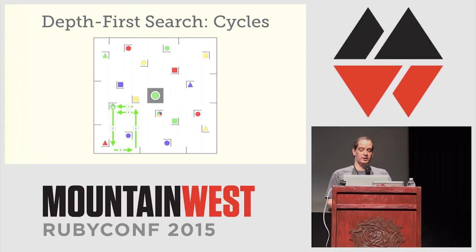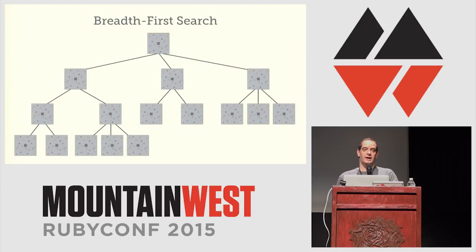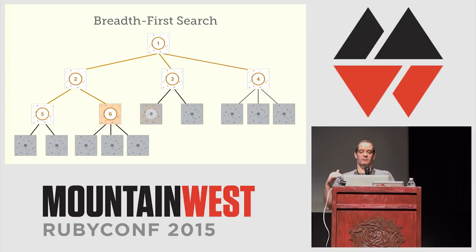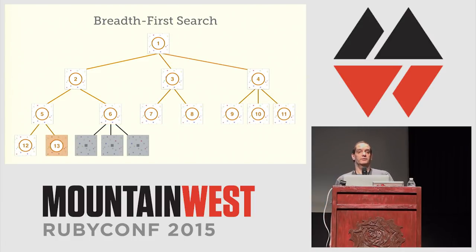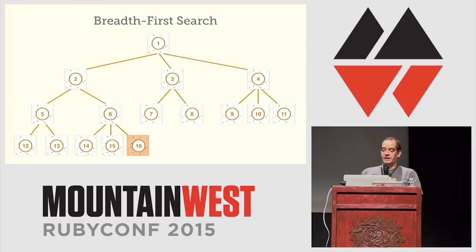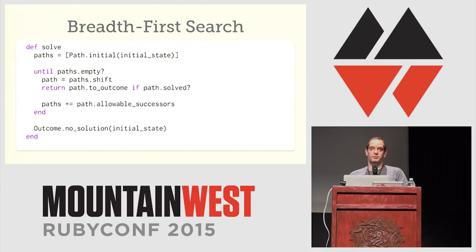So the next algorithm I'll talk about is one called a breadth-first search. And in a breadth-first search, instead of working down the branches of the tree, you work across the levels of the tree. And that looks like this. So we look at the zero-move solutions, then one move, then two moves, and then three moves. The nice thing about this algorithm is it's guaranteed to find the shortest solution first, because you're always looking one move, then two, then three, then four, and so on.